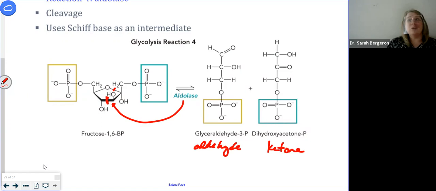You can't use both of these substrates in glycolysis. You can actually only use one of them. So which one are we going to use? Look at your map. Which one do we need to use to get to the next stage? We want glyceraldehyde 3-phosphate. This is the one we want. So what we're going to have to do is do a second step with the dihydroxyacetone. So we have one product that's great, and we have one product that we need to convert.